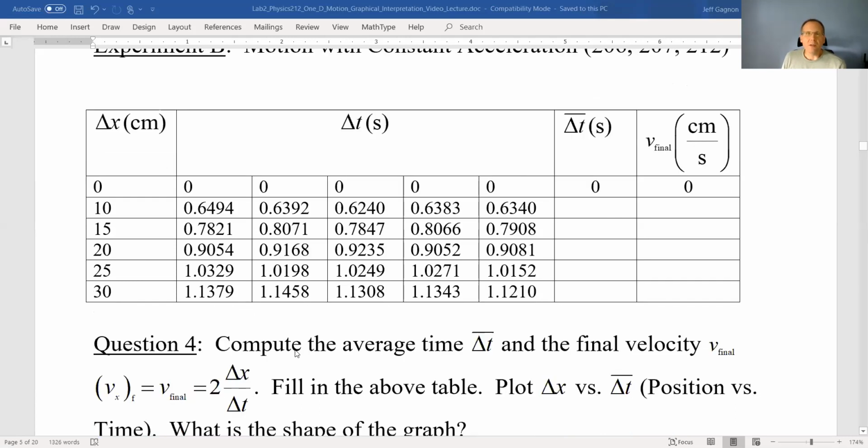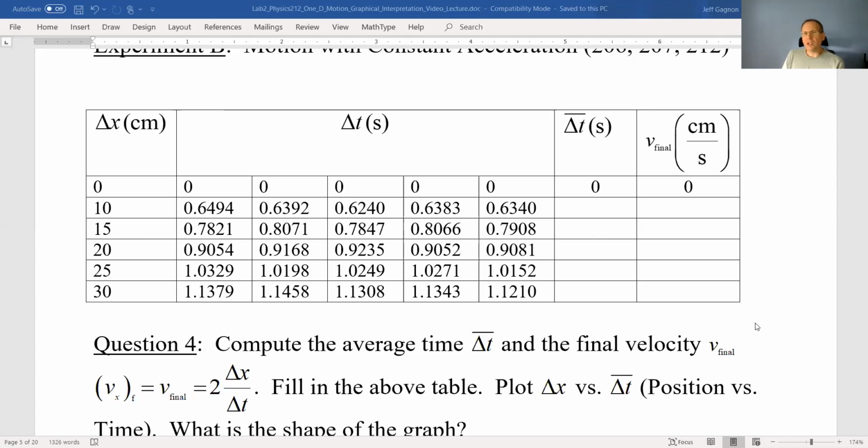Okay, so what I want you to do is question 4, compute the average time. This column is going to be the average time. Make sure you round to 4 decimal places. And then compute the final velocity. Remember, the final velocity we derive from that formula. It's going to be twice, don't forget the 2 here, that's important, twice the average velocity. So for the first one, it'd be 10 divided by this average time, that would be average velocity, and then times 2 will give you the final velocity. And then 15 divided by this time times 2, and so on. So you should be getting these final velocities here.